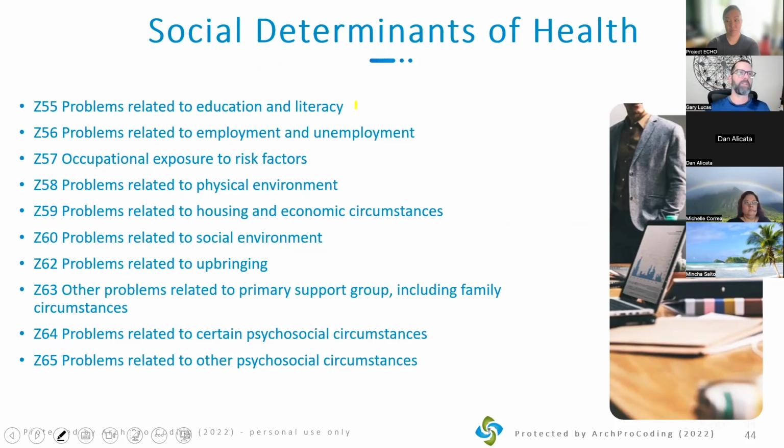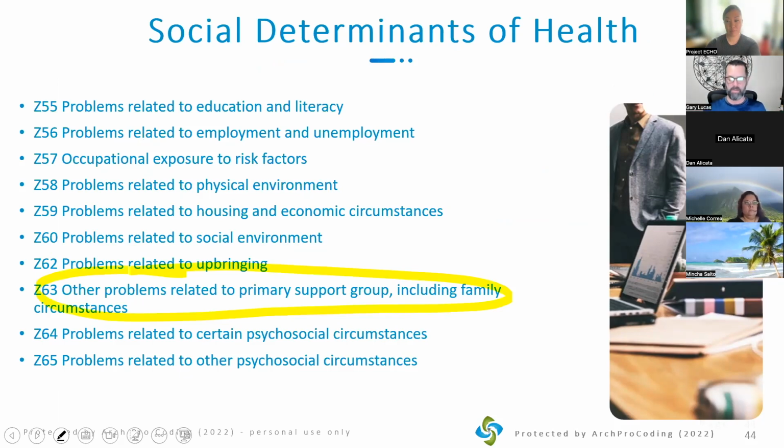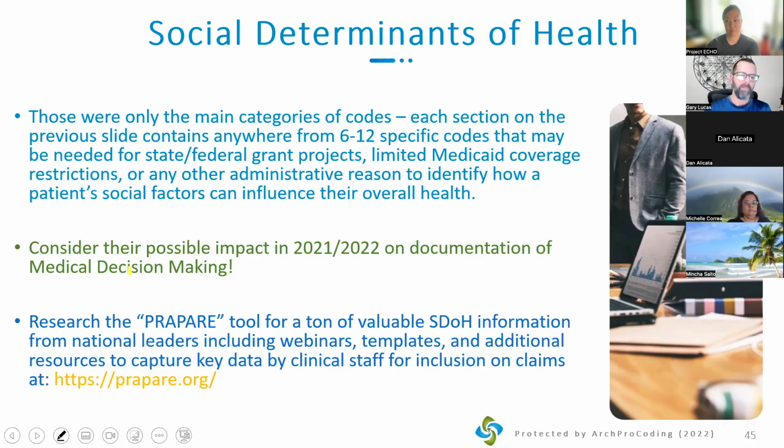If it's documented that the patient might have difficulty overcoming their addiction because they live with other users, there are diagnosis codes that can be impactful, not only on your evaluation and management codes, but on the needs of your grant projects to help identify how any social or economic issues might be impacting their care.